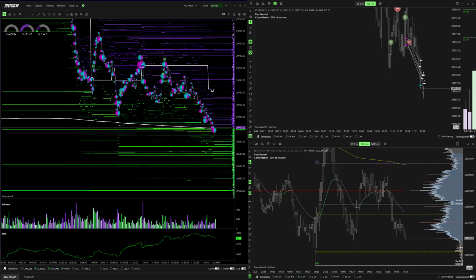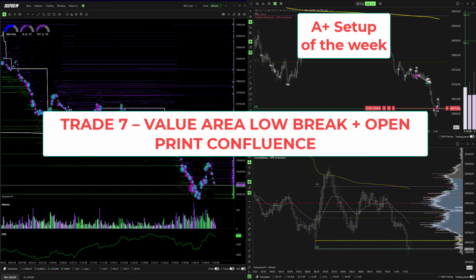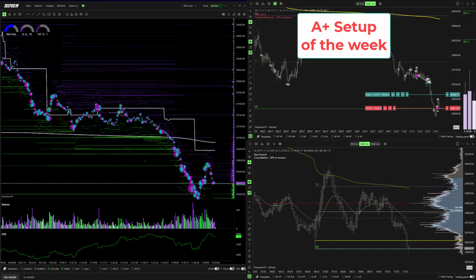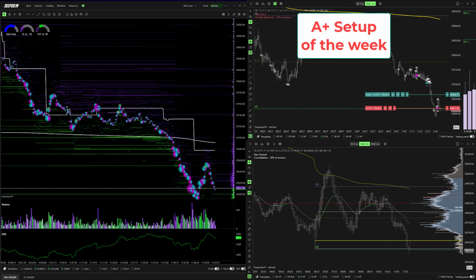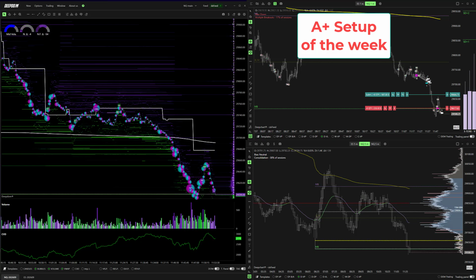Trade number 7 was a continuation setup that combined a value area low breakdown, like before, with the RTH opening print statistics. At this point, the market had already accepted below the value area low, which suggests sellers are still in control.